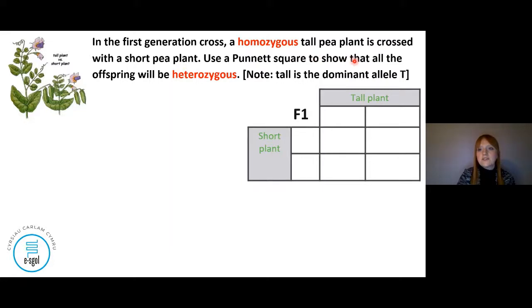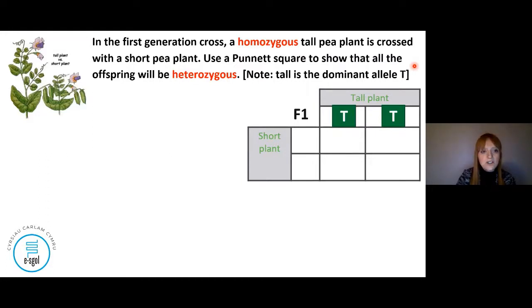Use a Punnett square to show that the offspring will be heterozygous. Note that the tall is the dominant allele shown with the capital letter. So we're crossing a homozygous tall plant with a short plant.